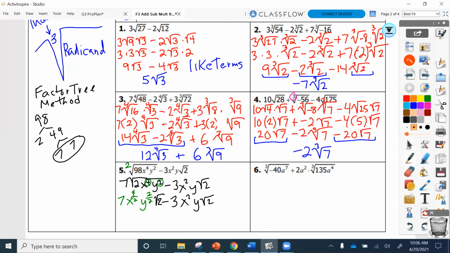Okay, now let's just simplify. We have 7x squared y to the first power, root 2's, minus 3x squared y, root 2's. So that's the same thing as 7x squared y minus 3x squared y, which is just 4x squared y of those things called root 2. I can color code this a little better.